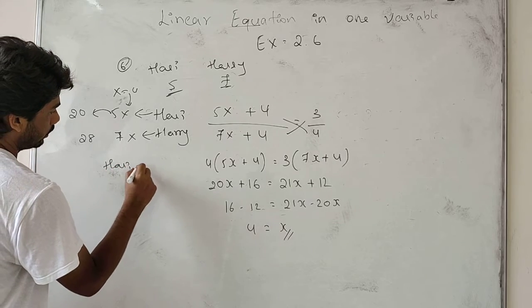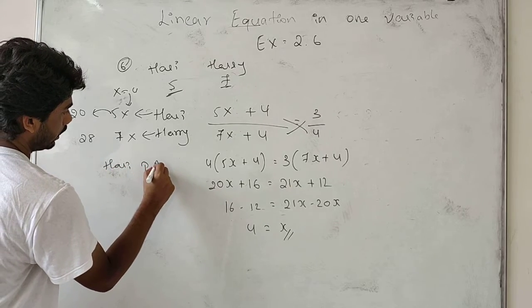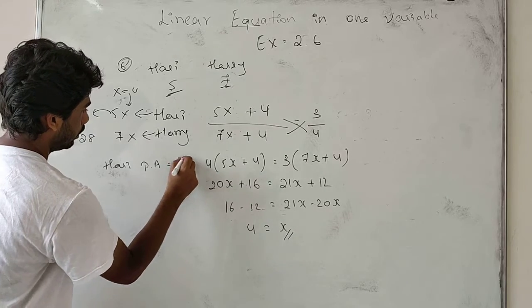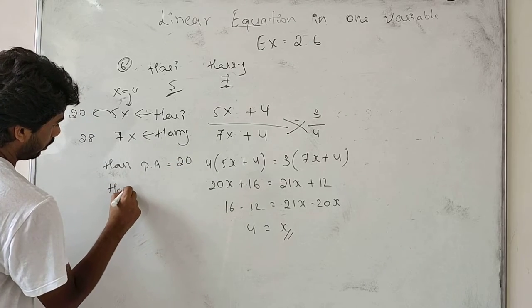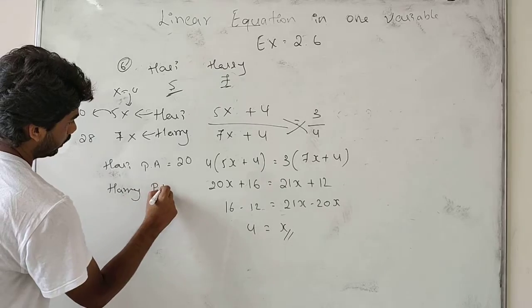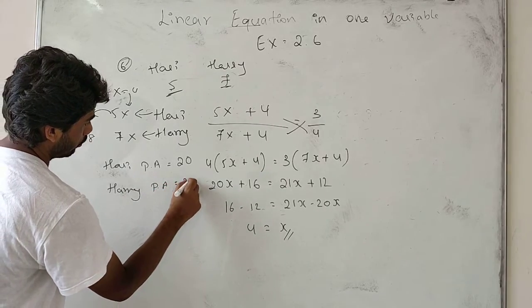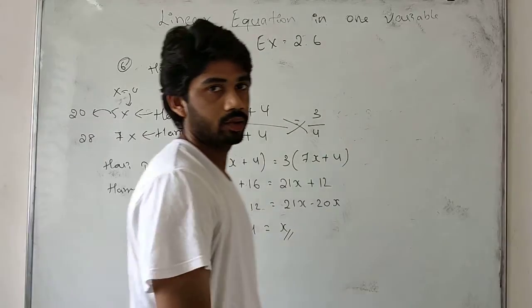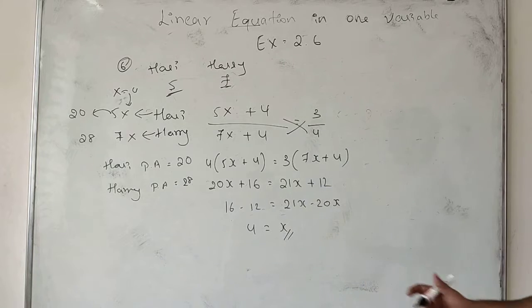Present age: Hari's present age is 20. Okay, students? Got it? It is very easy. You can calculate it. Note it down.